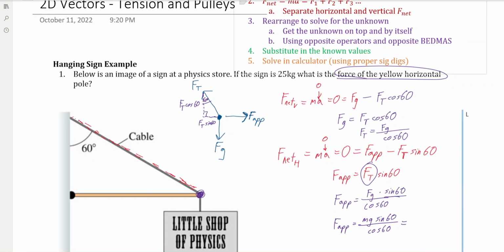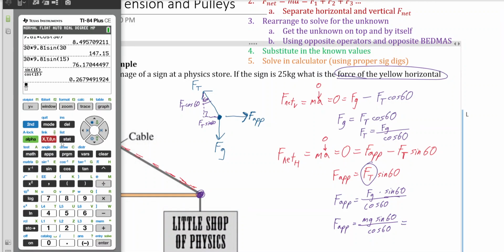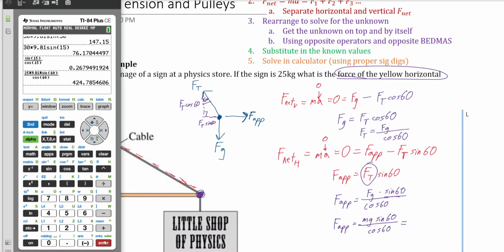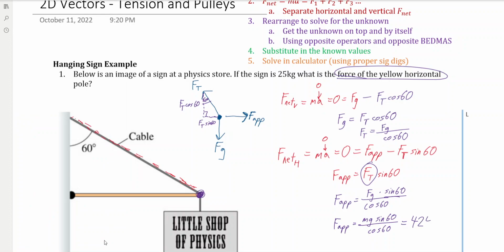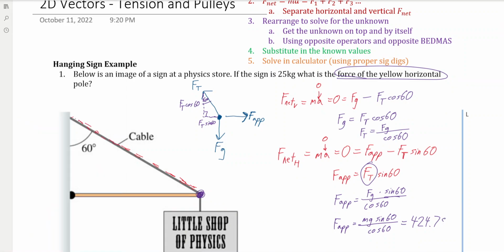So let's try it in our calculators. The mass is 25 kilograms times 9.81 times sine of 60 over cos of 60. And so we get a final answer of 424.7, and unfortunately our sig dig rules tell us we have to have 2 sig digs, so this is no good because now we have to do scientific notation. So 4.2 times 10 to the 2 newtons as our final answer.